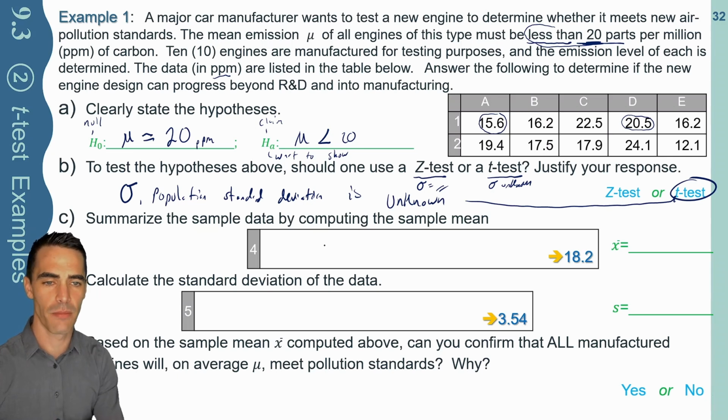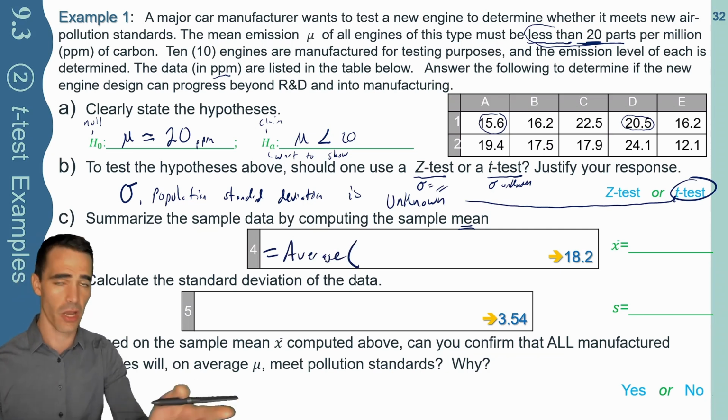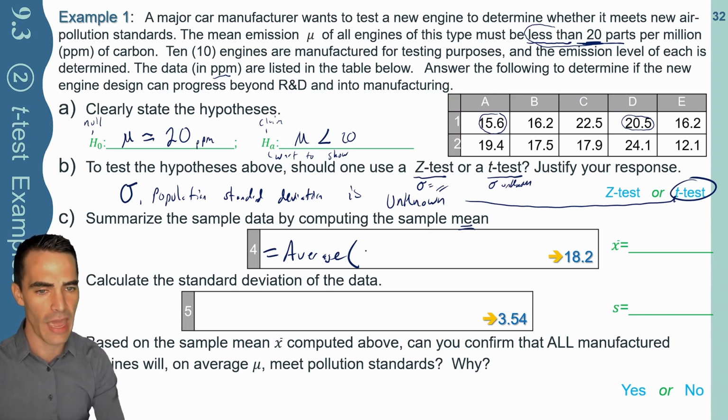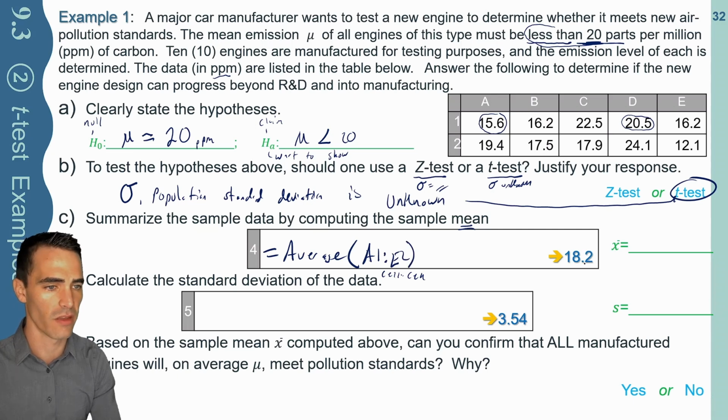Summarize the sample data by computing the sample mean, or X bar. For Excel, that's going to give us the average function. So I'll write in average. Again, I'll write like you would type. If you'd like, you can try opening up Excel, copy this data over and see if you get the same result. Average, the cell selection should be up top. It's always cell, cell. It should be A1 all the way to E2. And that'll give me my average here of 18.2. And again, that's parts per million.